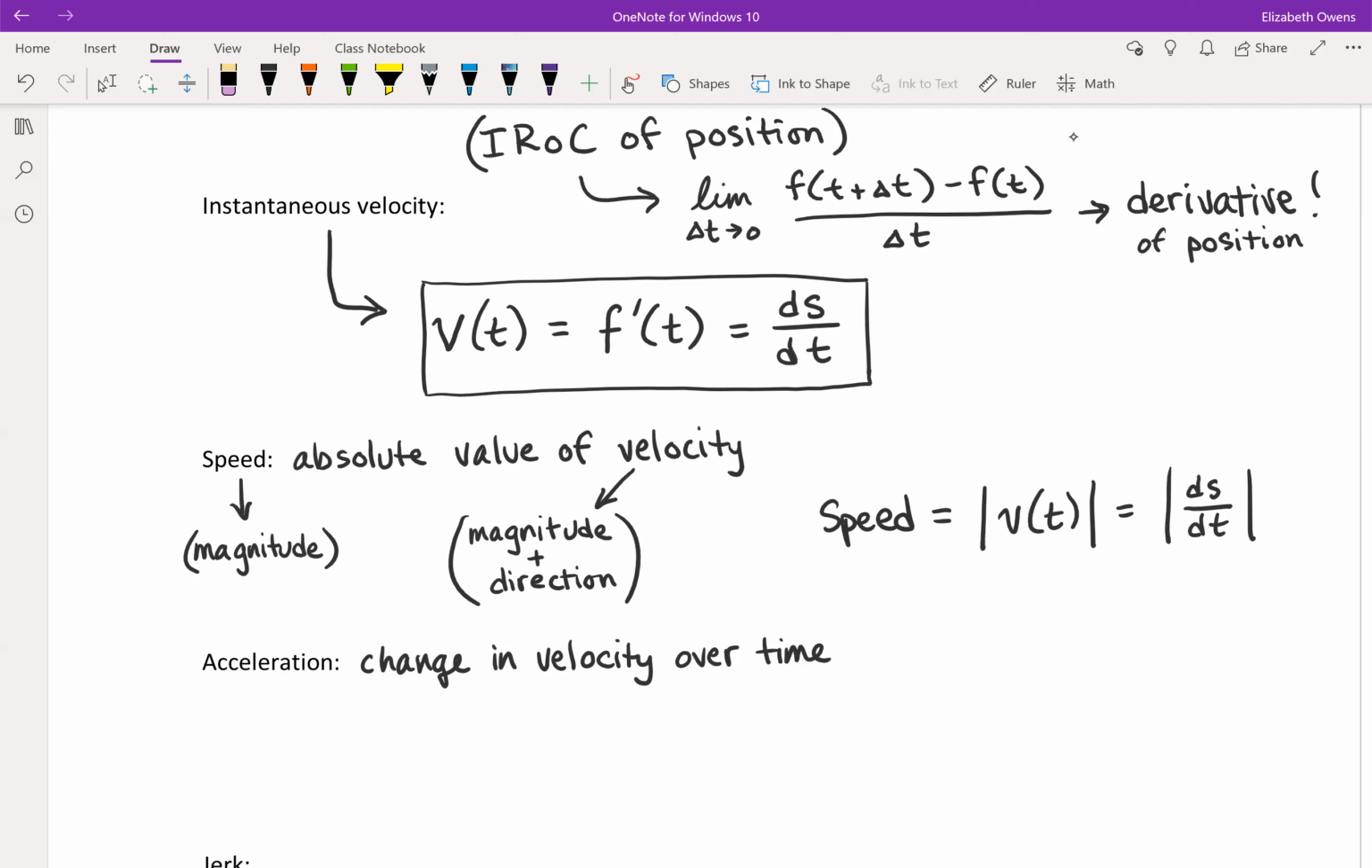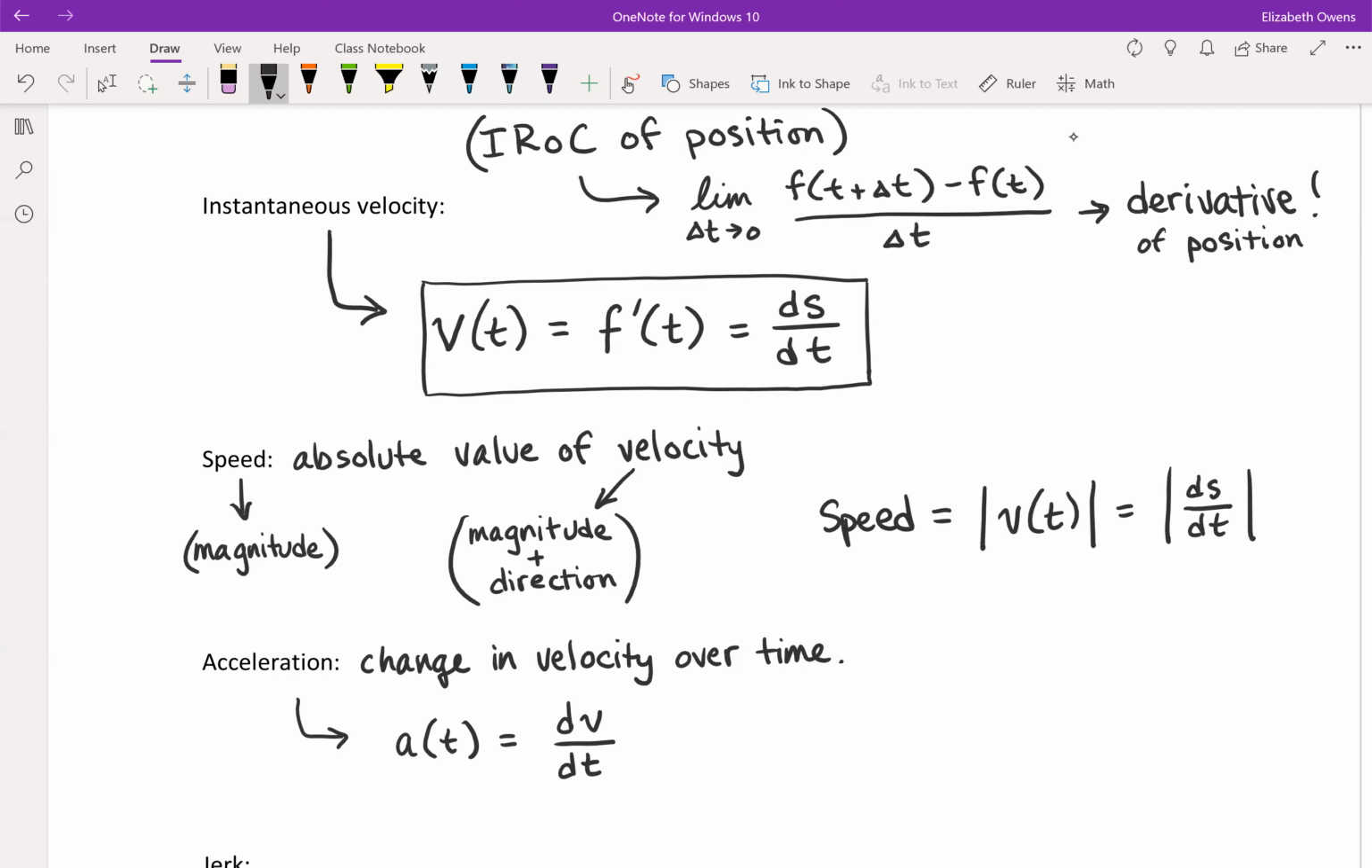So acceleration being the change in velocity over time, I'm going to make a new function here, a of t, a for acceleration. And this is going to be instantaneous change in velocity over time. So that is the derivative of velocity with respect to time, dv dt.